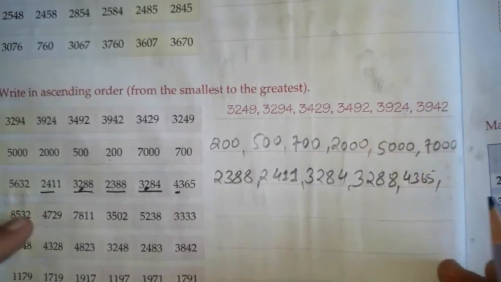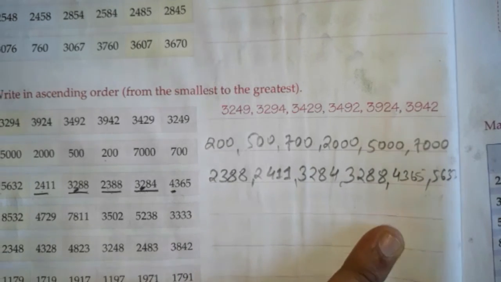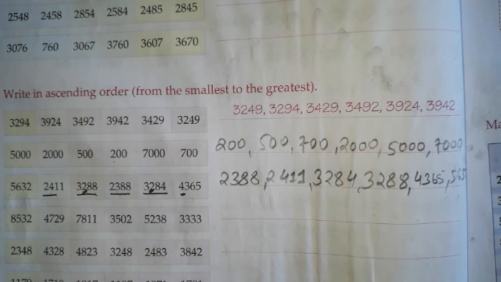4365, and the last number, the greatest, is 5632. Following the same rules, all the questions can be solved.